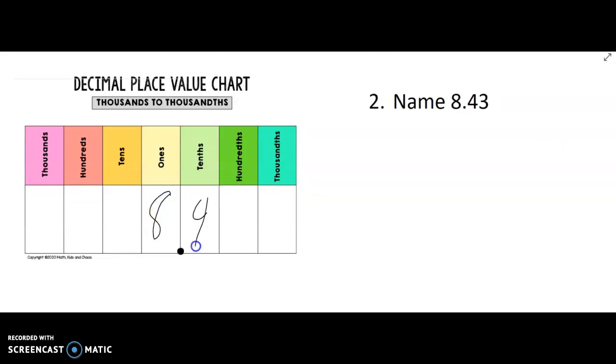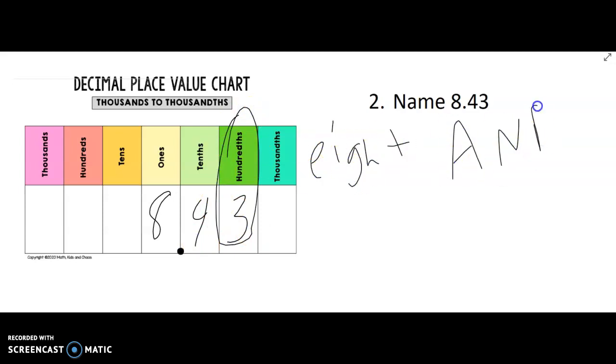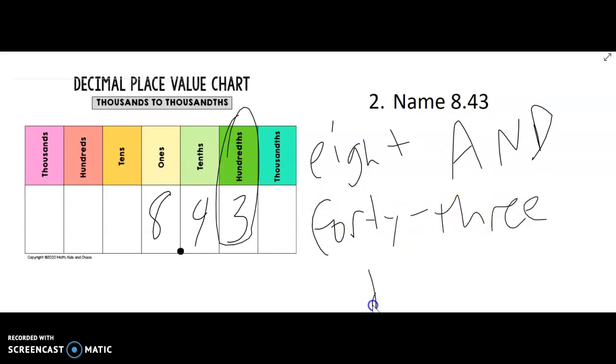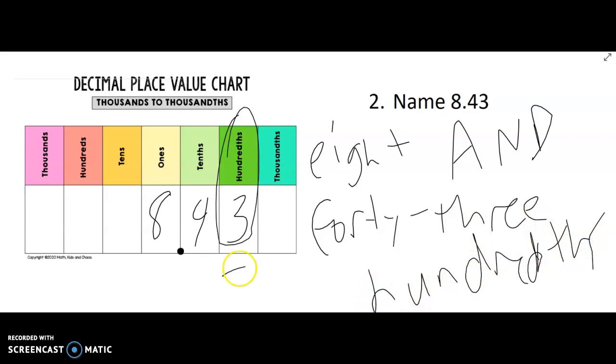8, then the decimal, and a 43. Notice the last place. That means we are at 8 and 43 hundredths. Okay, so the last place value, right? The last place value here is the hundredths. So I am at 43 hundredths.